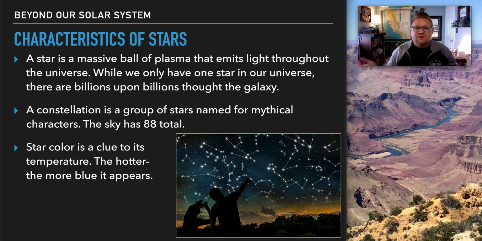Well, a star is a massive ball of plasma that's emitting light throughout the universe. While we only have one star in our solar system, which is the sun, there are billions upon billions of them throughout our galaxy and beyond. Now, a constellation is a grouping of those stars, and they're named after mythical characters. We actually have 88 of them total. Not all 88 are observed on any particular night at a particular latitude.